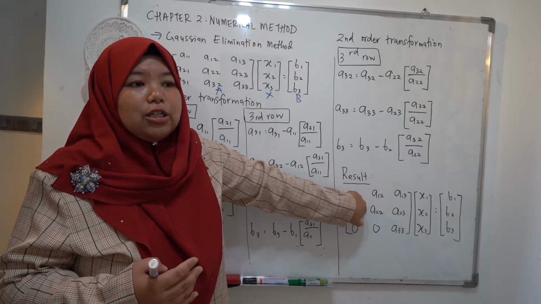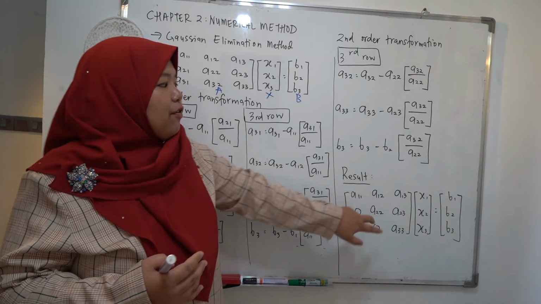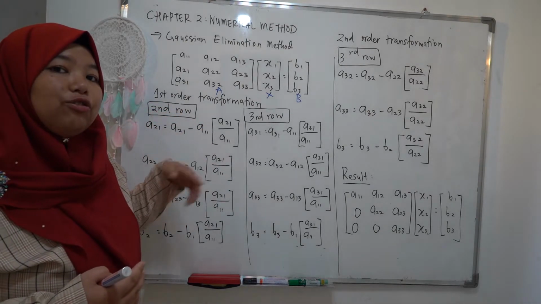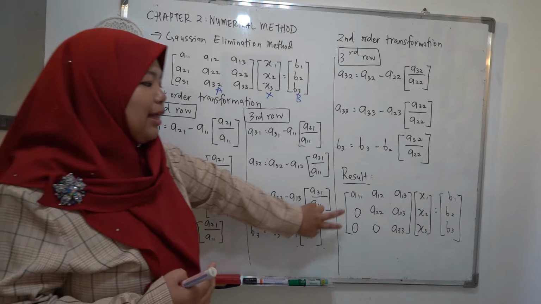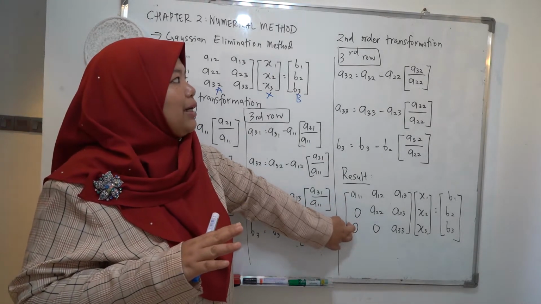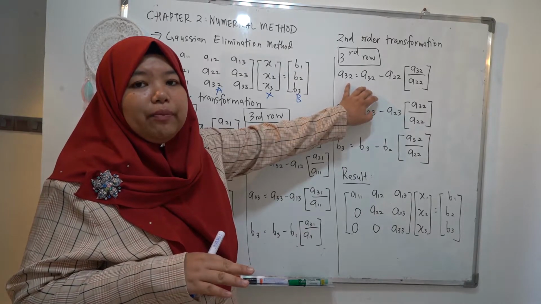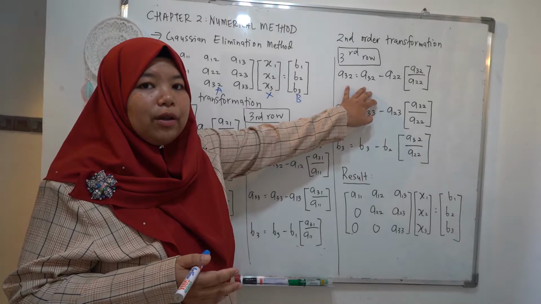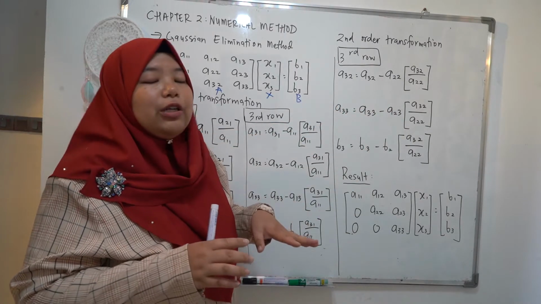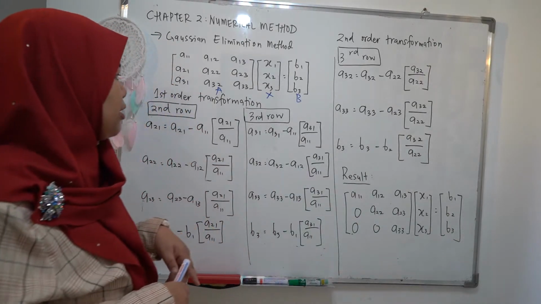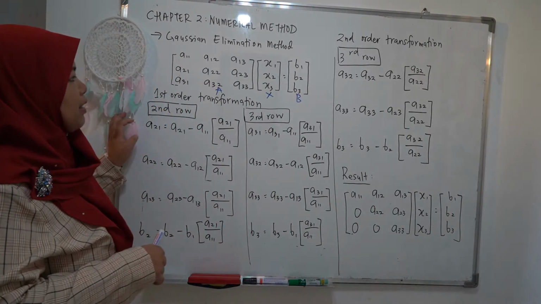If you do the first order transformation and you get 0 in any other row, there is no need to apply the second order transformation. Maybe later I will show you when we don't need to apply the second order transformation. Alright, so we look at the pattern first.